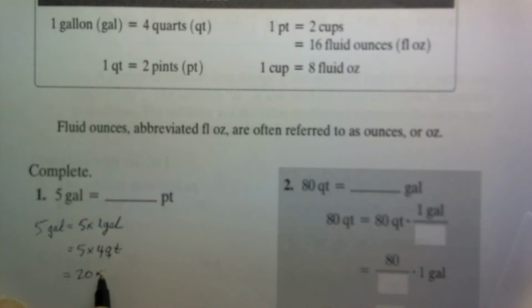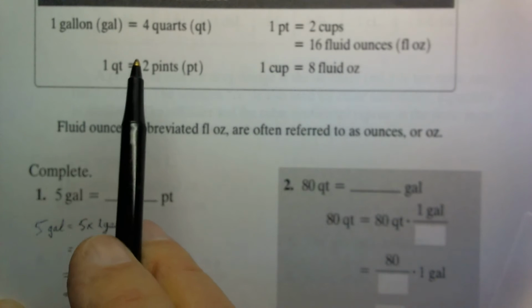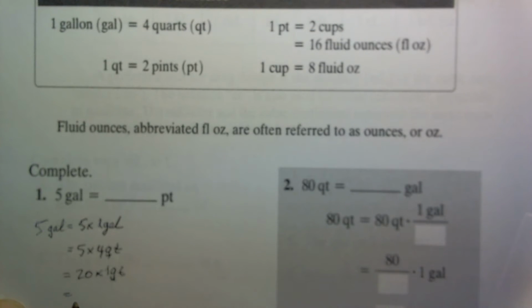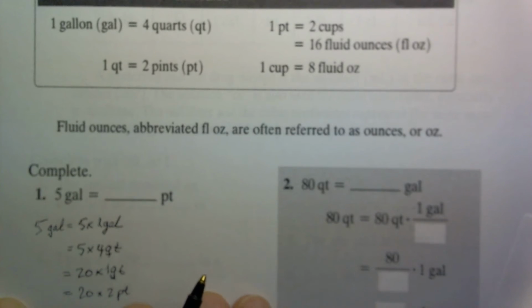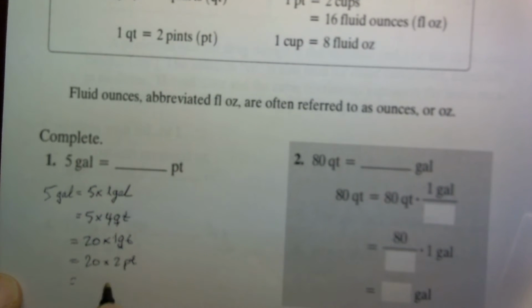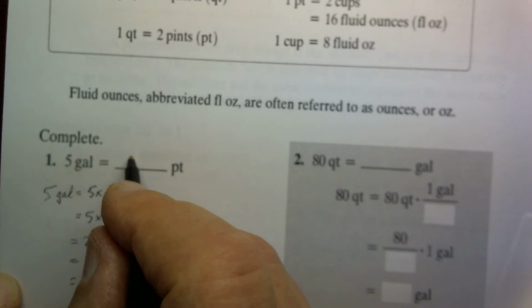That is 20 times 1 quart. And since 1 quart is 2 pints, we can now write this as 20 times 2 pints. And that, of course, is equal to 40 pints. In other words, 5 gallons is equal to 40 pints.